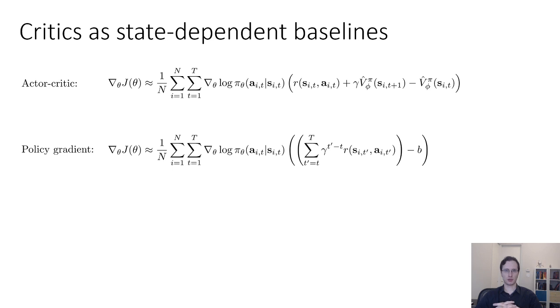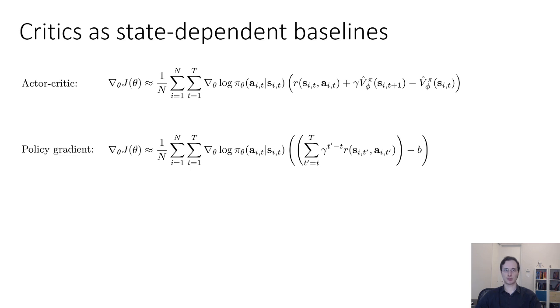The actor-critic consists of the grad log pi term multiplied by the reward plus gamma times the next value minus the current value. The policy gradient consists of the grad log pi term times the sum of the rewards to go minus a baseline. So the sum of the rewards to go is an unbiased single sample estimate of the Q value at s_it, a_it.